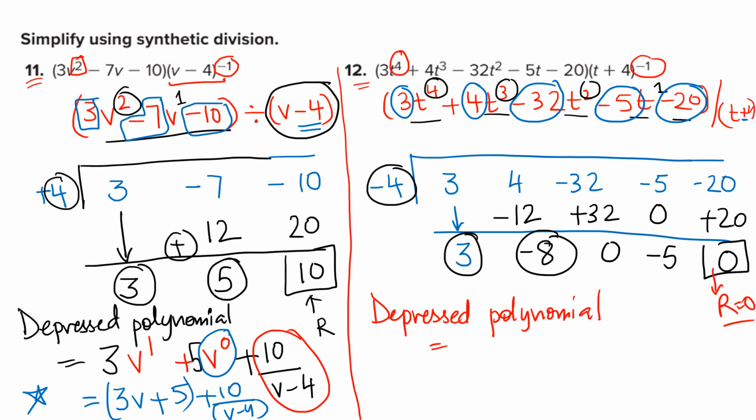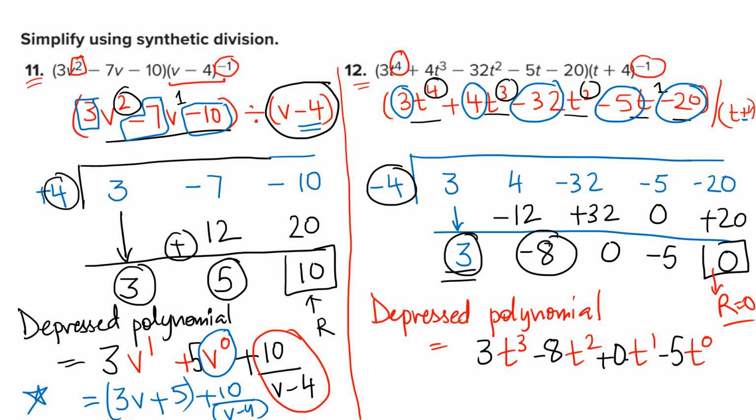The degree in the question was how much? 4. So that means we have to start with 3 and variable is t. So I write t3, t2, t1, t0. That's all. Now what numbers? 3, then minus 8. Please be careful, don't write plus 8. If you make sign mistake, answer will be wrong. Plus 0 times this minus 5.